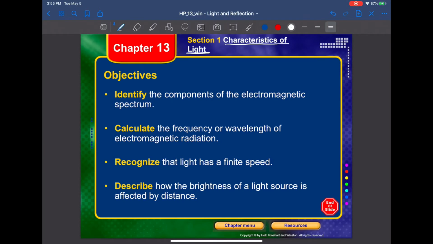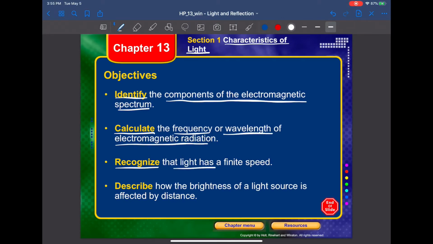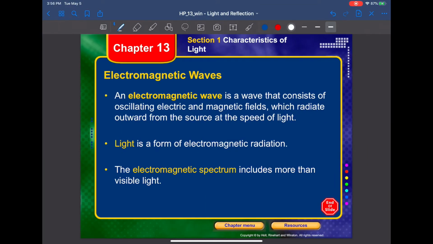So the objectives in this class, once you complete this lecture, you should be able to identify the components of the electromagnetic spectrum. You should also be able to calculate the frequency and the wavelength of electromagnetic radiation. You should be able to recognize that light has a finite speed, and describe how the brightness of a light source is affected by distance. So let's start with electromagnetic waves.